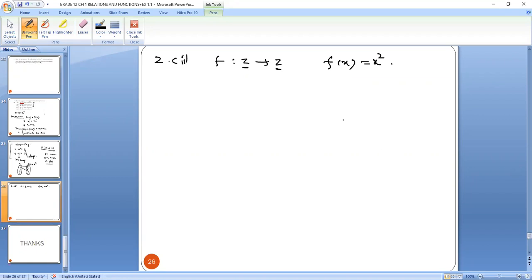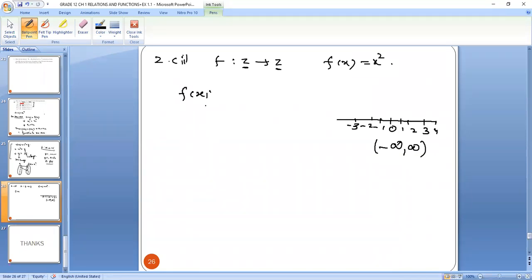What is the set of integers? Set of integers: 0, -1, -2, -3, 1, 2, 3. All the integer values from minus infinity to infinity, right? All the values should be integers only, but we can take positive and negative values.